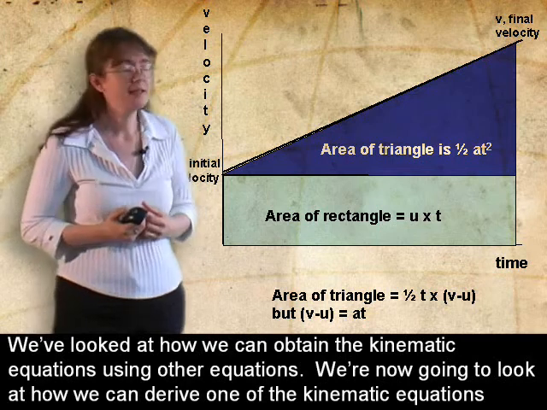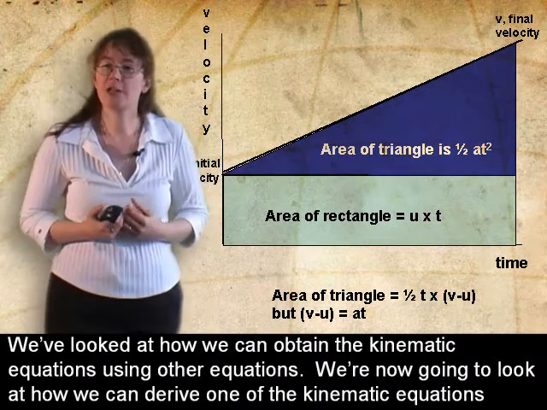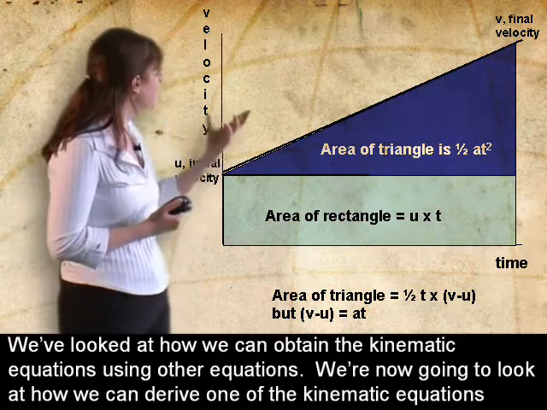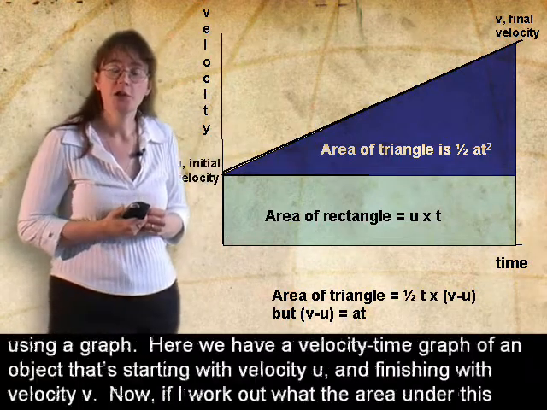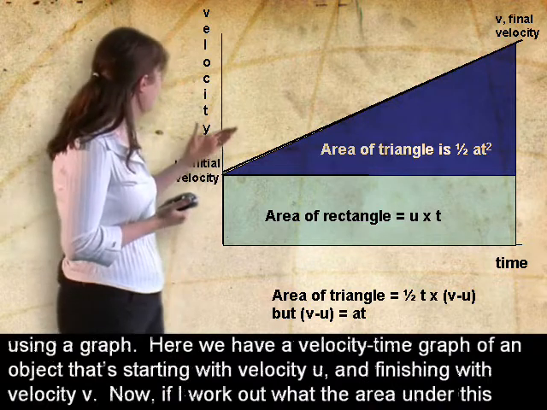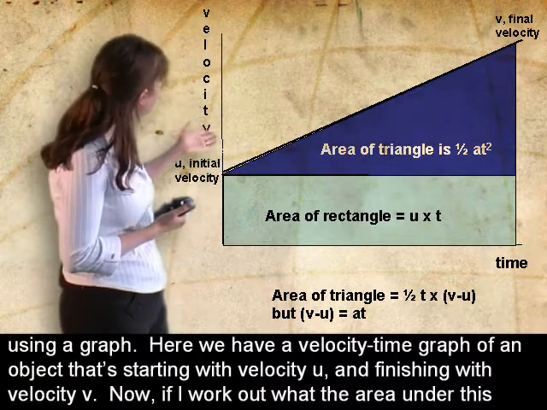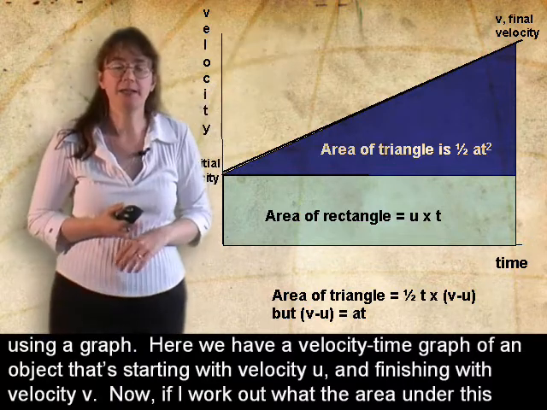We've looked at how we can obtain the kinematic equations using other equations. We're now going to look at how we can derive one of the kinematic equations using a graph. Here we have a velocity-time graph of an object that's starting with velocity u, finishing with velocity v.